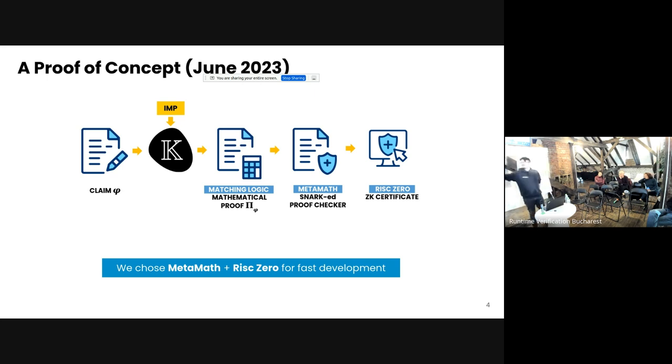We used Risc Zero to write the MetaMath checker. Risc Zero is a zkVM, a virtual machine where, long story short, you can write Rust code and it's run in a ZK fashion. You get a certificate that indeed when you run the checker on this input, it pans out, right? So this was June.